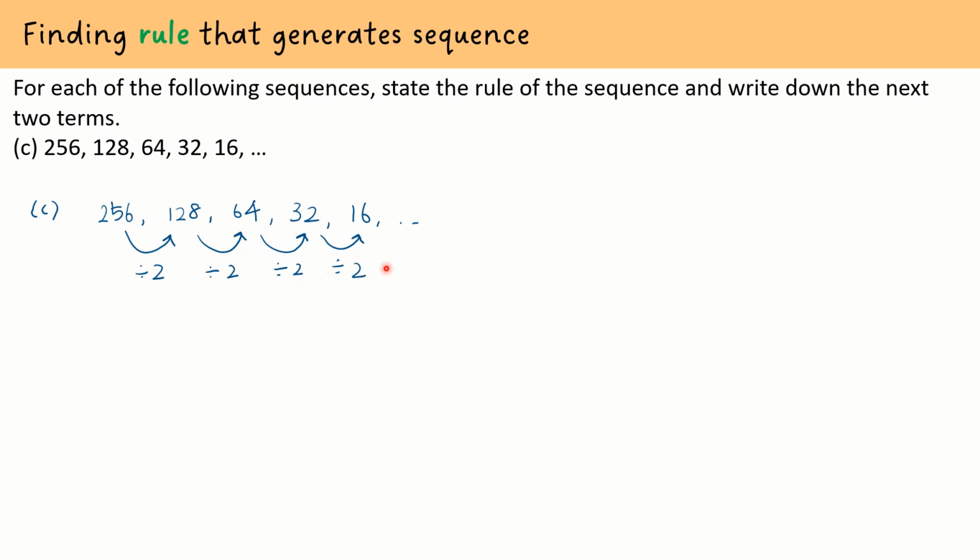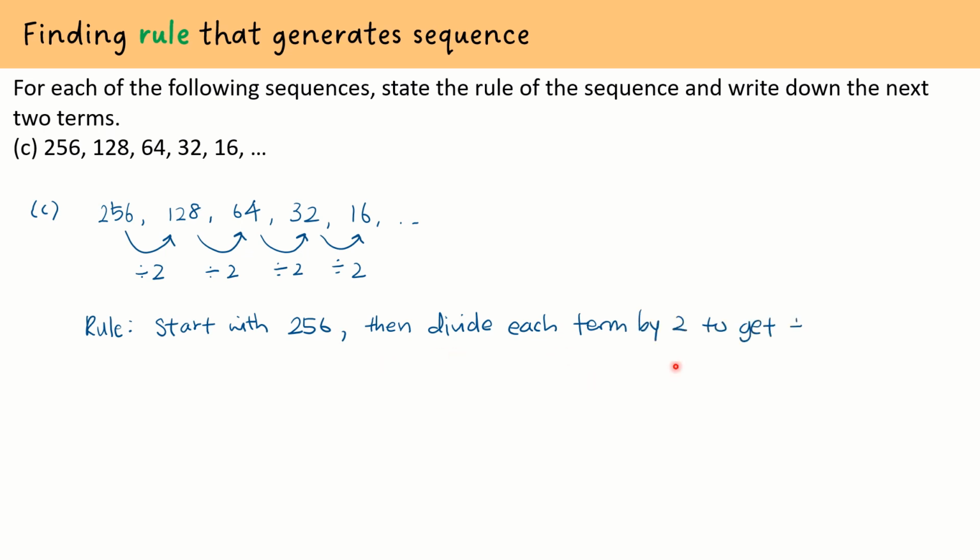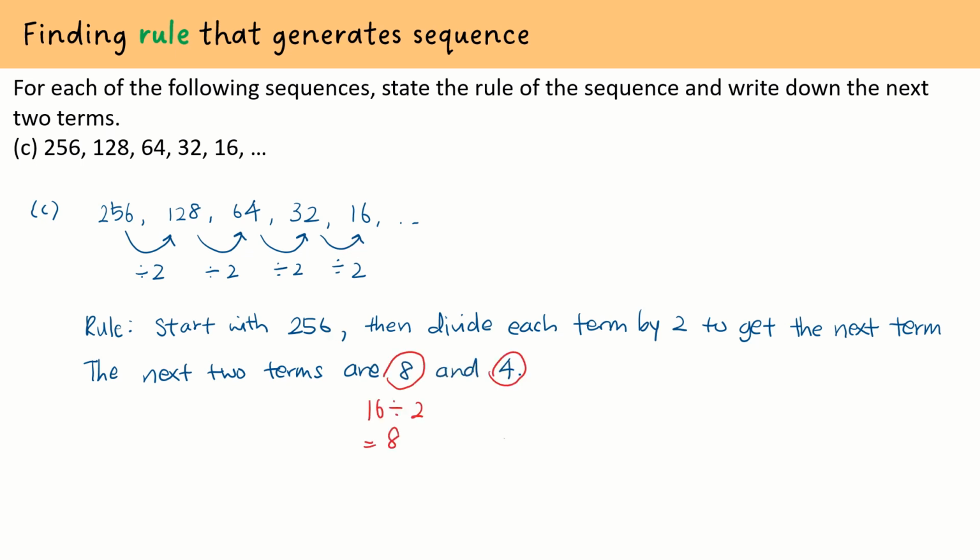Okay, so with this particular rule that we observe, we write it out as starting with the number 256, then divide each term by 2 to get the next term. That will be our rule for this number sequence. And the next two terms would actually be 8 as well as 4, because 16 divided by 2 gives us 8 and 8 divided by 2 gives us 4.